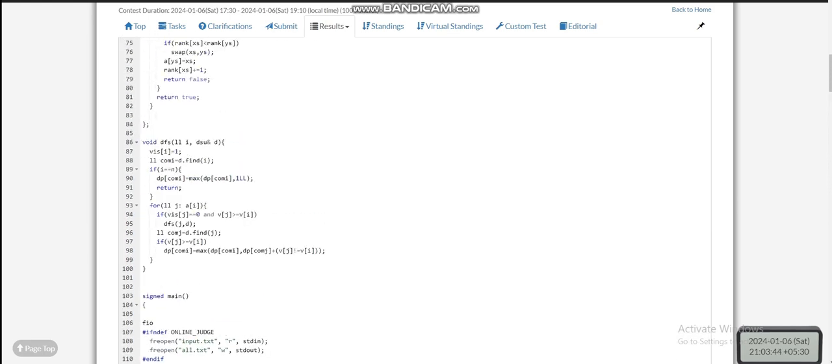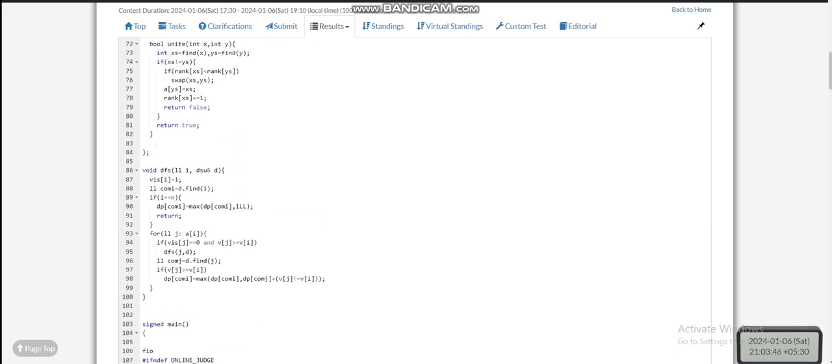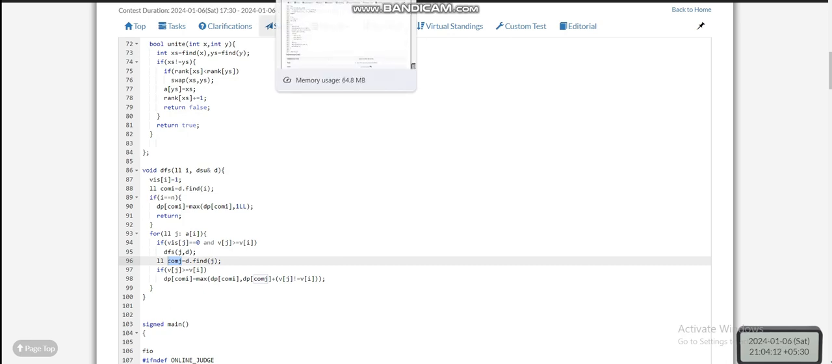Now what is the change we have done in the DFS? In the DFS, instead of updating the value of DP of I, we are updating the value of component of I. Component of I will be nothing but find the set of I. So we are changing the value of component of I. Similarly, we are using the value of component of J instead of DP of J, and the rest of the part is similar. So how we have changed our wrong solution to correct solution, just using the merge technique, you can see.